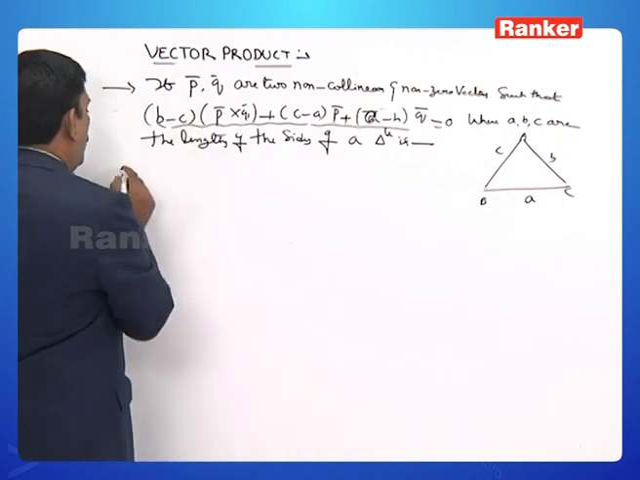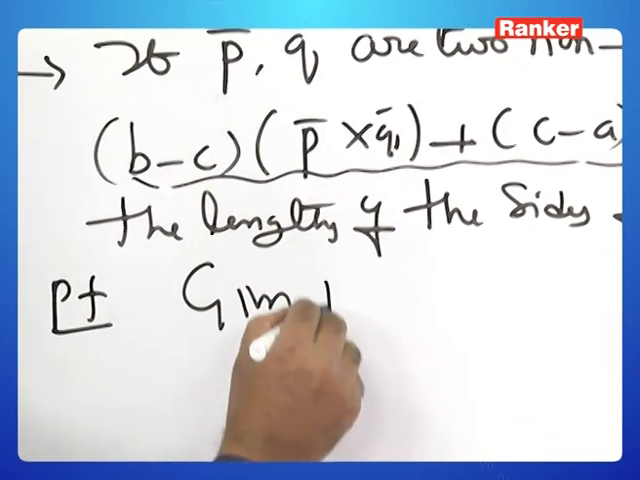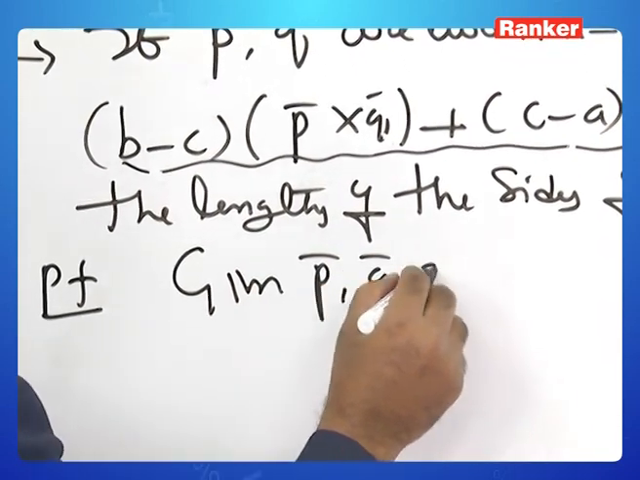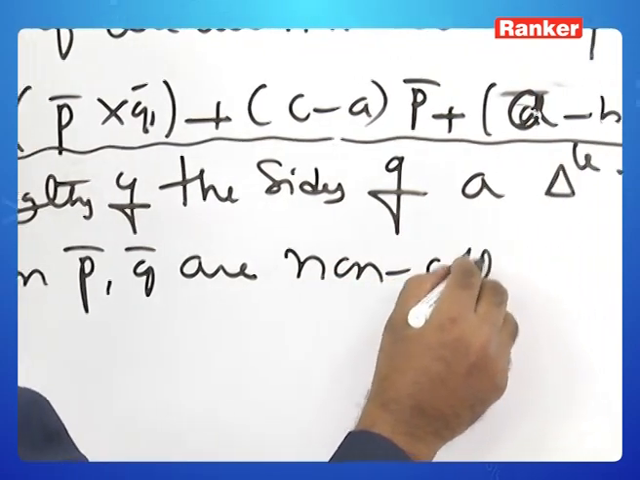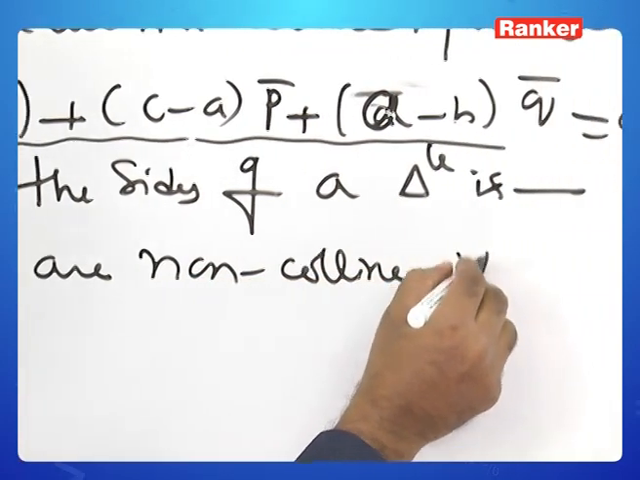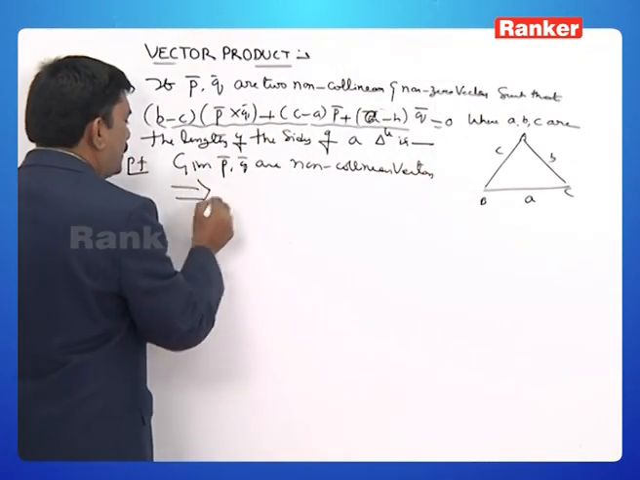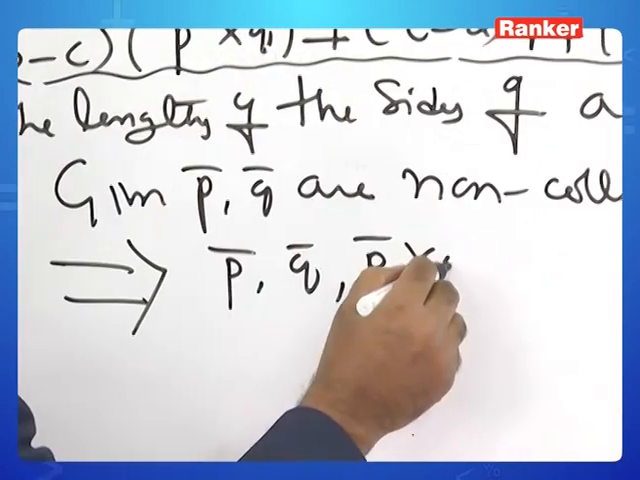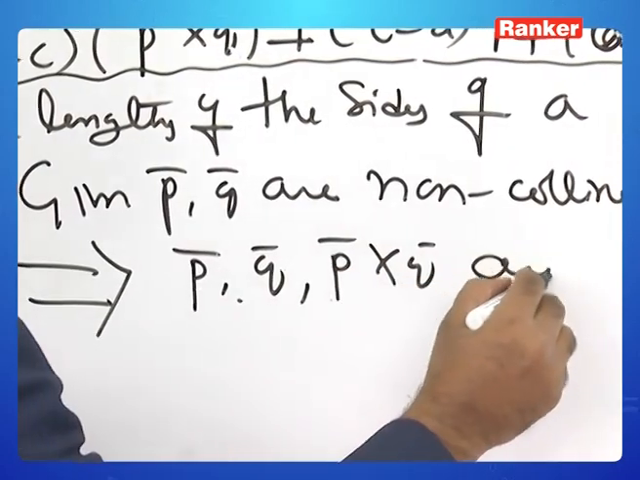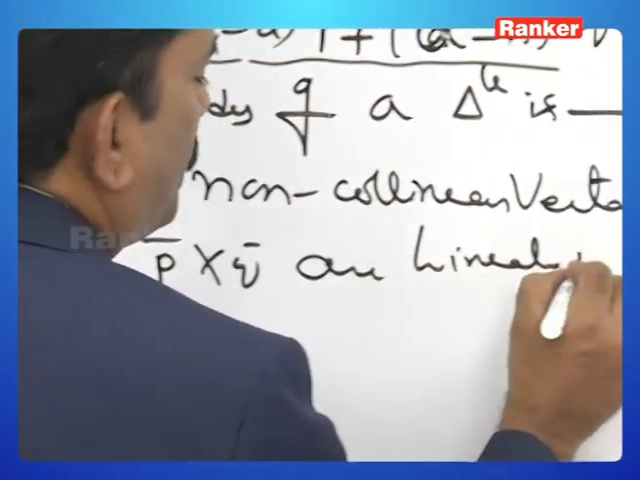So now what I write is, with the linear combination given, P bar, Q bar are non-collinear vectors, which implies when they are non-collinear, then the three vectors are linearly independent.